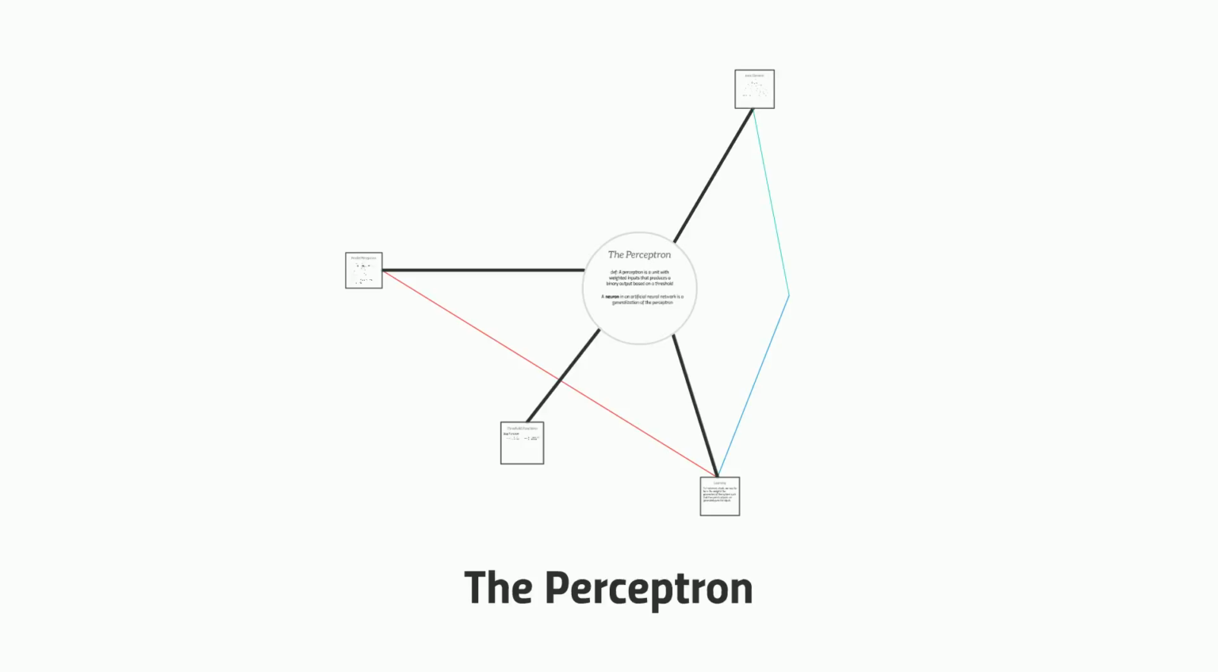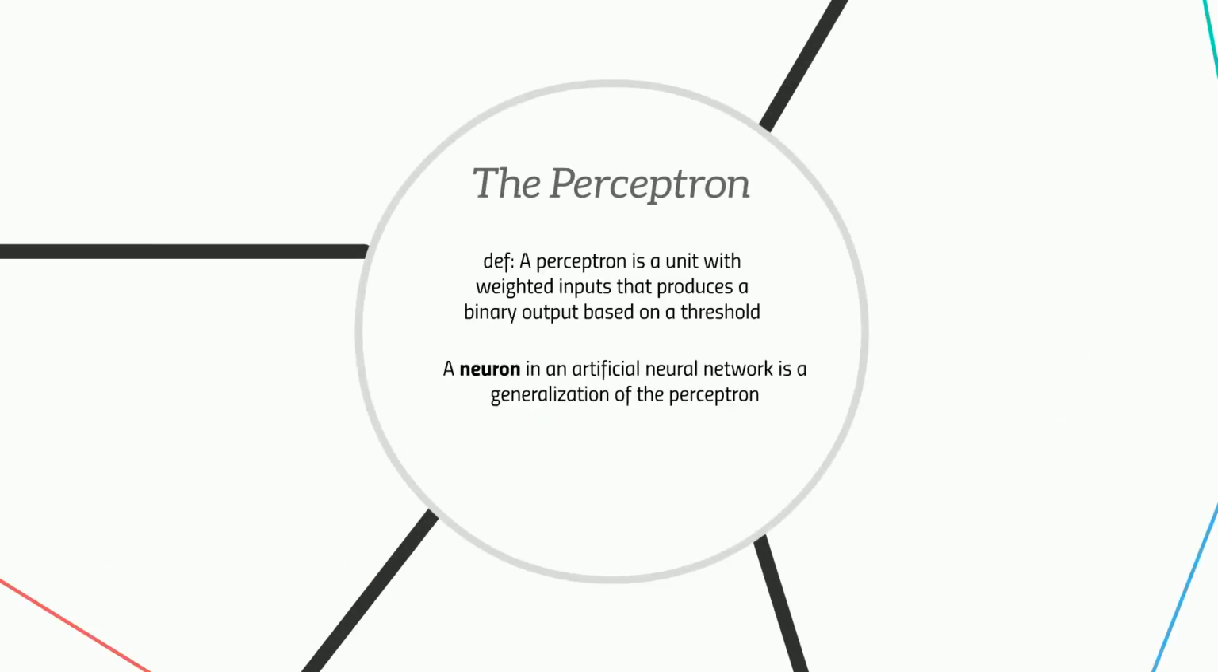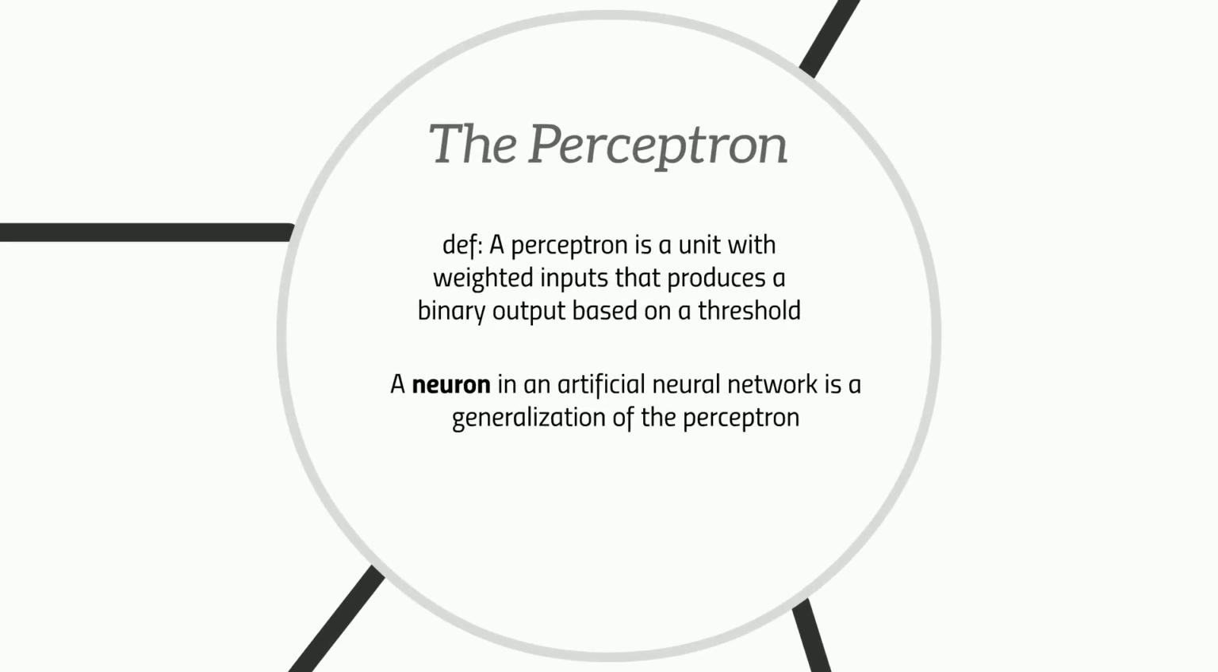So let's get started. The perceptron is a unit with weighted inputs that produces a binary output based on a threshold. So this is exactly what a neuron does in an artificial neural network. And as a result, a neuron is just a generalization of the perceptron. Perceptrons were conceived of first, and then they were actually applied in neural networks. So these are simple processing units that receive an input and produce a binary output based on a threshold.